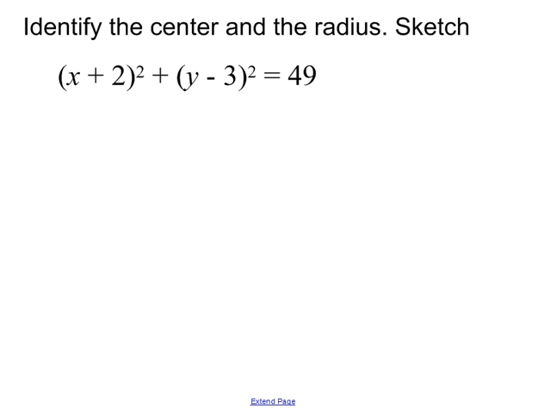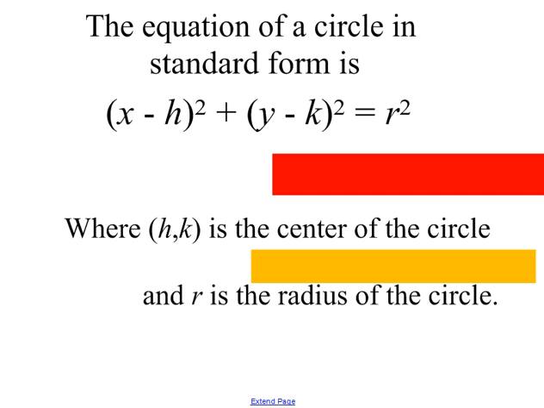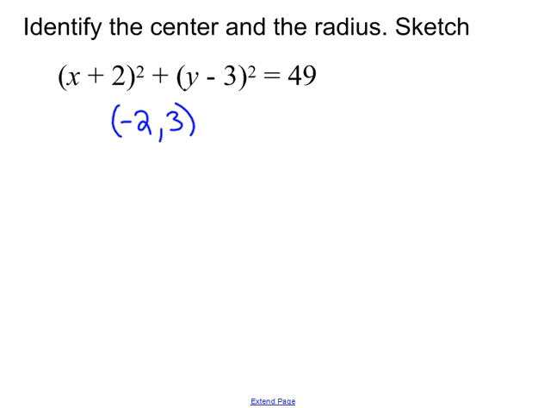So let's look at the first example. (x + 2)^2 + (y - 3)^2 = 49. So our center would be (-2, 3). The signs always switch. It's always x minus h, y minus k. And our radius is 7.